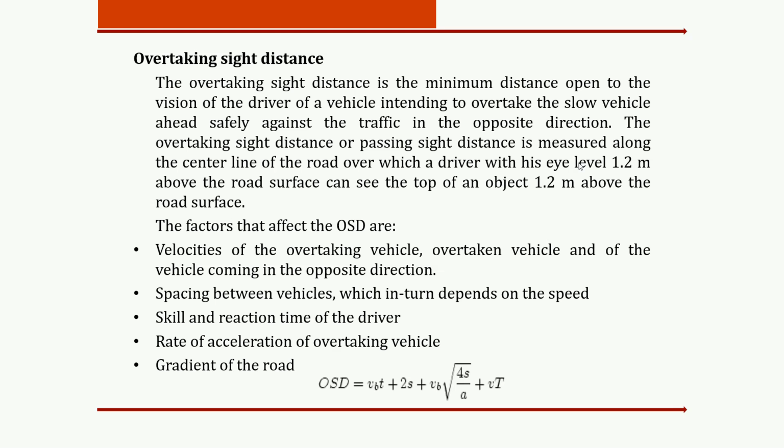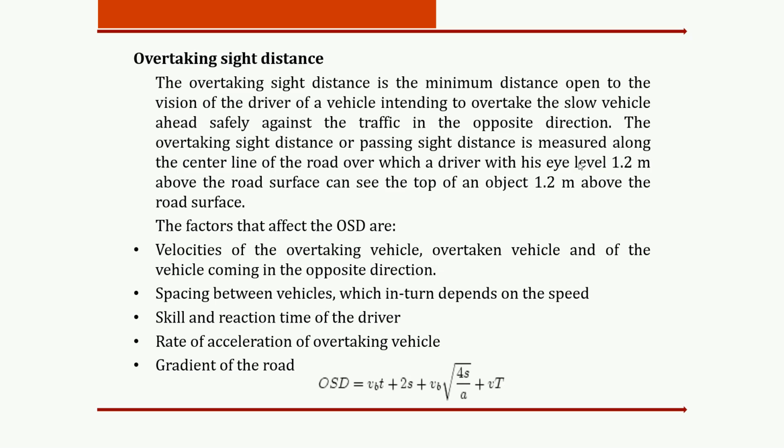So previously I told you that geometric design is a very important part. Road characteristics, gradient of the road, and all these things are very important to avoid accidents. At the same time, the psychology of the driver, how skilled he is, his reaction time in applying the brakes, and the rate of acceleration, all these things are very important. If everything is proper and we are providing the proper overtaking side distance, then we are avoiding various types of accidents.